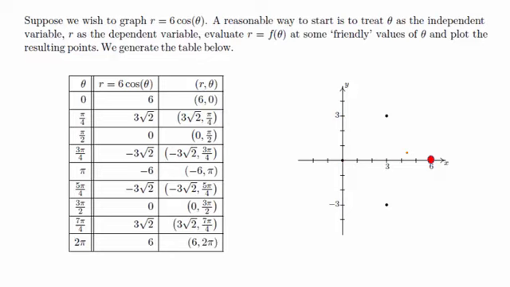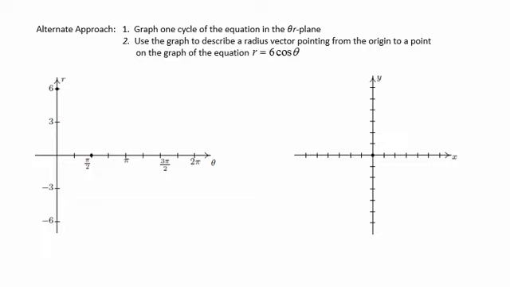Notice that after finding 9 ordered pairs, we've only generated 4 points that live on the graph of our equation. This may be enough to make a leap of faith and think that our equation is going to be the graph of a circle that's been shifted 3 units to the right with a radius of 3. As an alternate approach, let's start by graphing one cycle of the equation in the theta r plane.